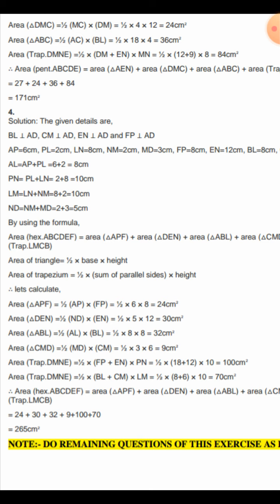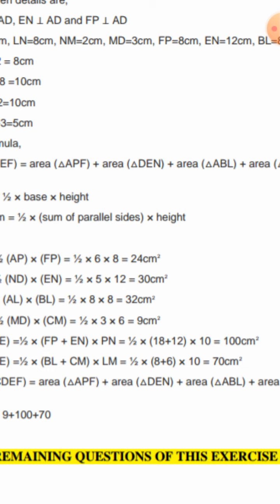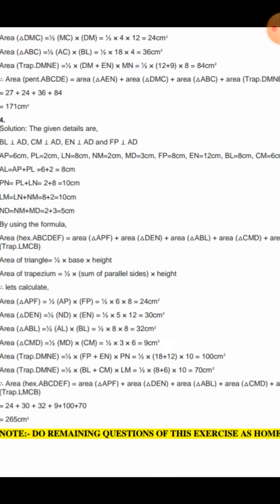Area of trapezium PNEF equals half into FP plus EN into PN, that is half into 8 plus 12 into 10, it will be 100 centimeter square. Now area of trapezium LMCB equals half into BL plus CM into LM equals half into 8 plus 6 into 10, it will be 70 centimeter square.